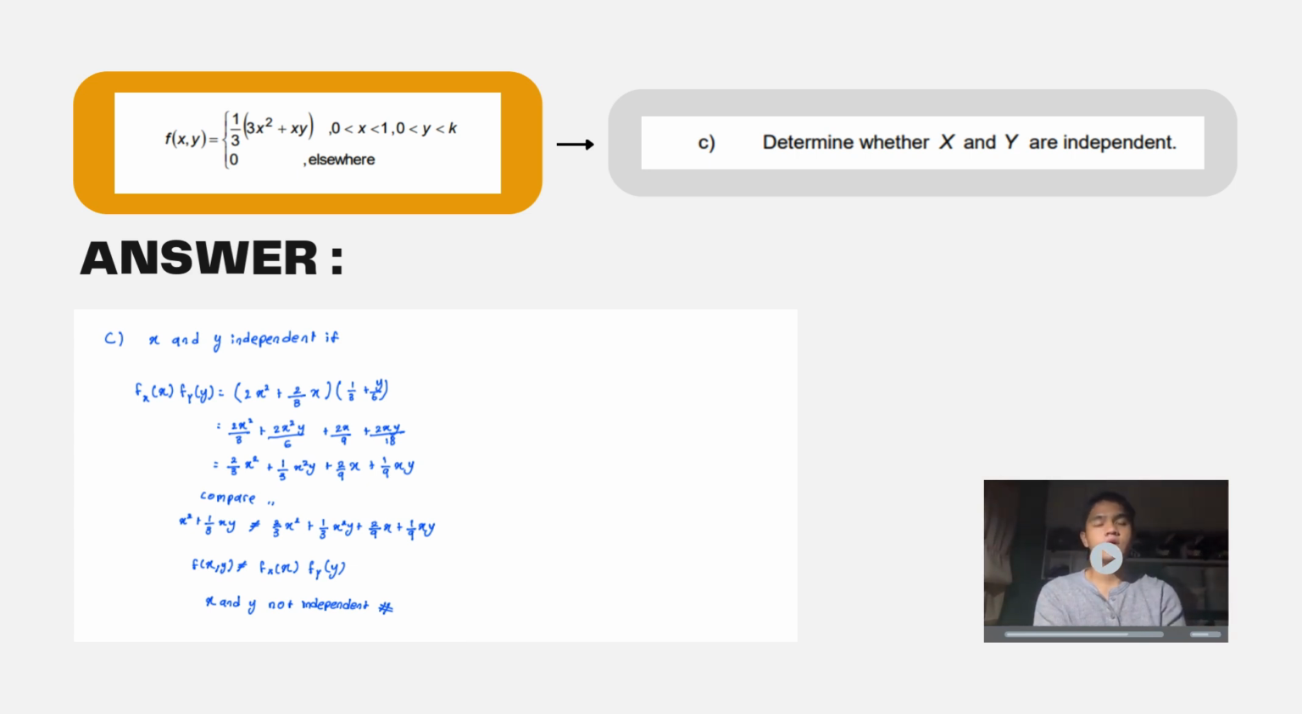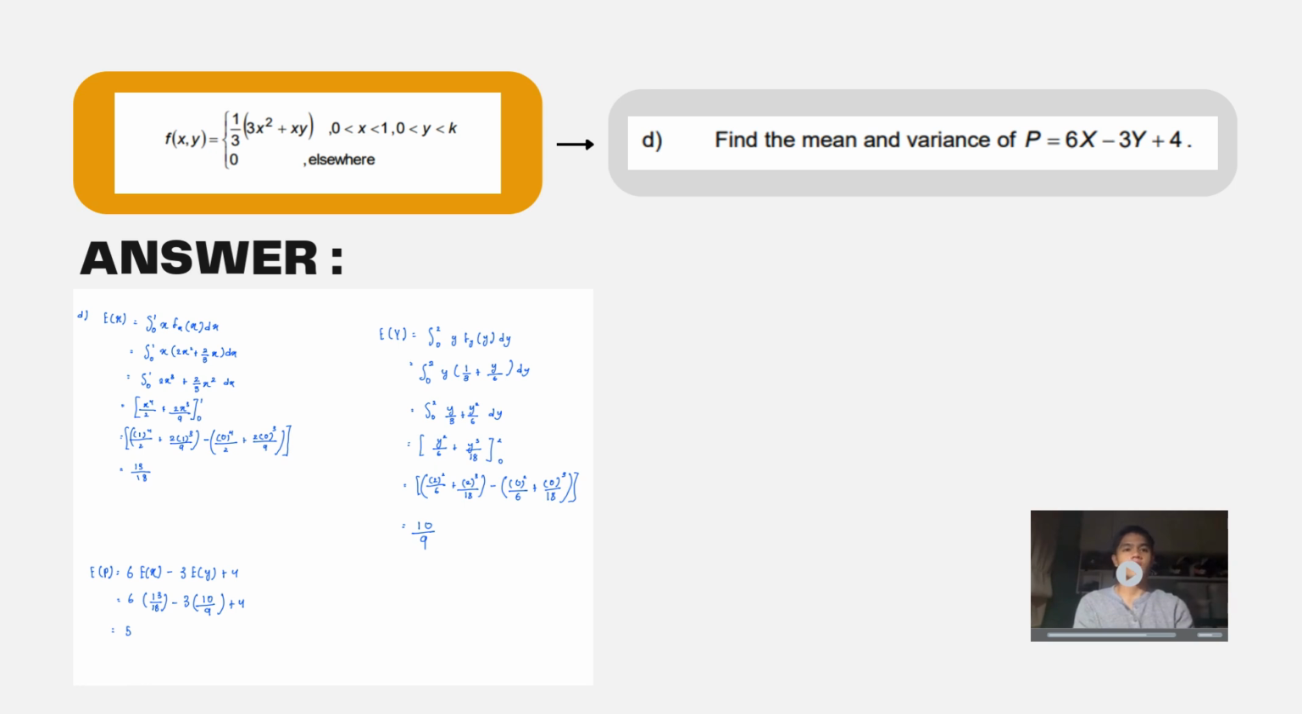For part C, we need to determine whether x and y are independent. To check this, I compared the joint density function with the product of the marginal density functions. And since, as you can see, they are not the same, I concluded that x and y are not independent.